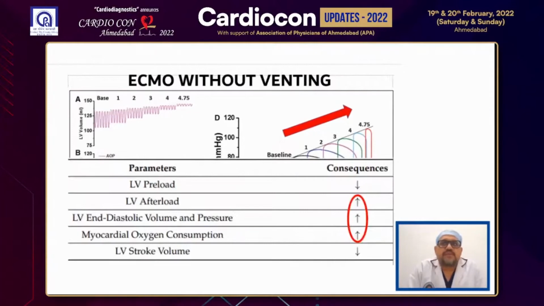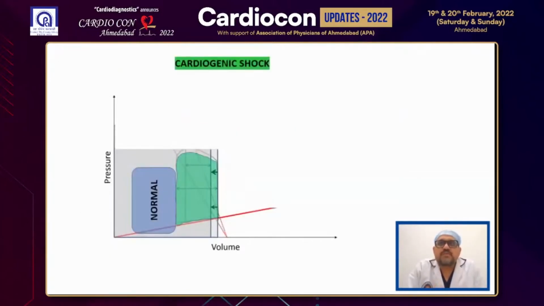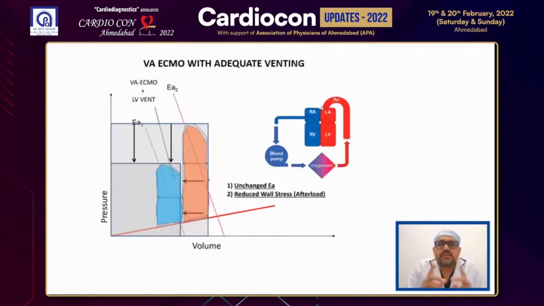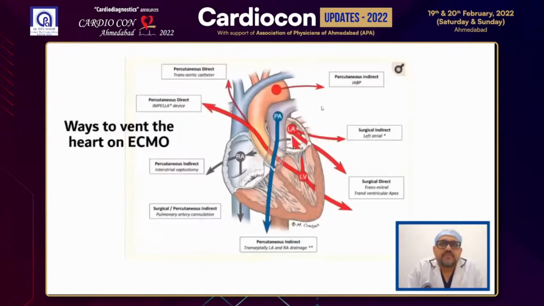What happens is LV afterload increases, and LVEDV and LVEDP both increase, and that is detrimental for a myocardium which we want to rest. To simplify things, the blue pressure volume loop is of a relatively normal heart, and the green PV loop is that of a heart in cardiogenic shock. So what happens after application of VA ECMO without venting? The afterload, LVEDP and LVEDV increase, as seen in the PV loop. But we see that as soon as we introduce LV venting to this scenario, the blue PV loop represents an ideally decompressed ventricle. As we see, there are several direct and indirect options to vent the heart.